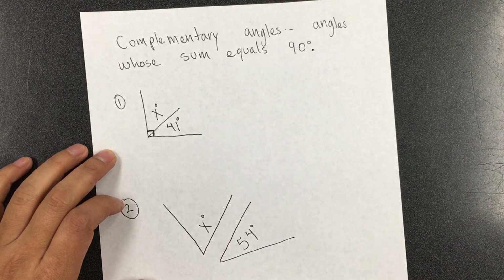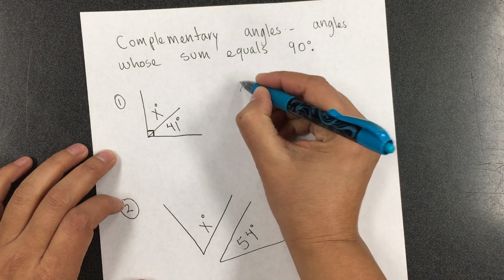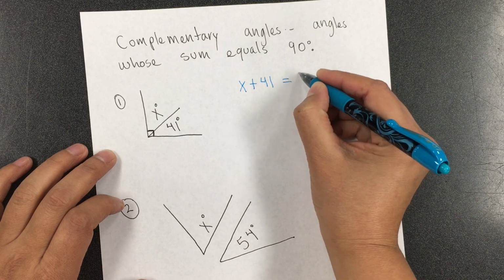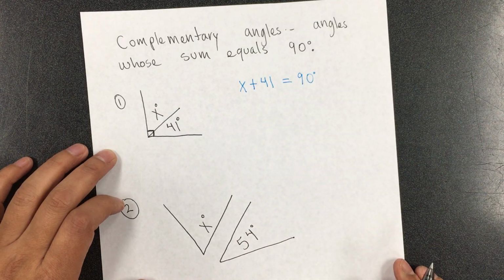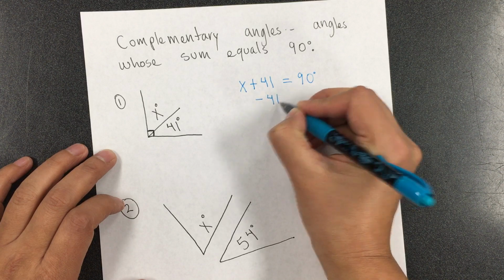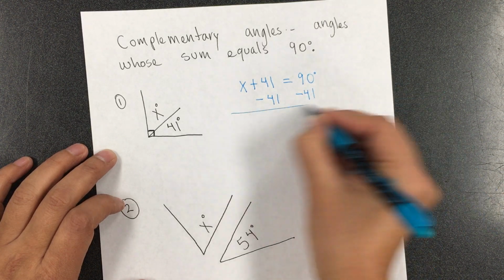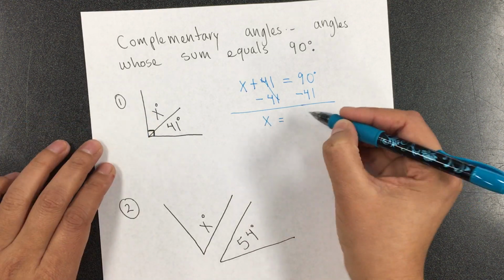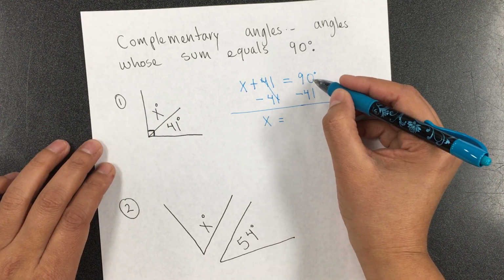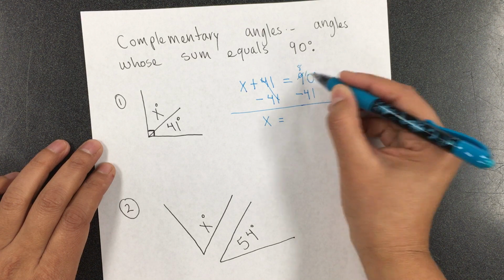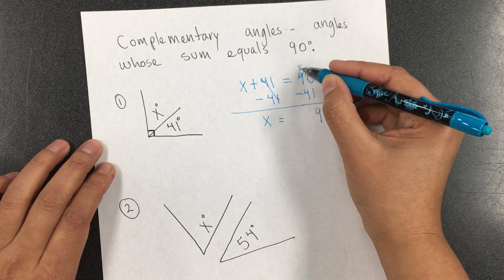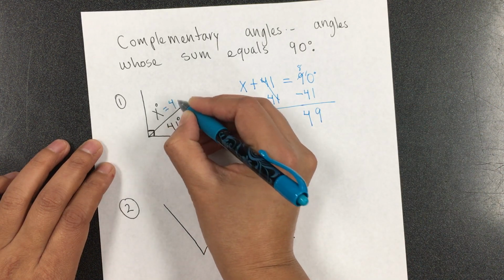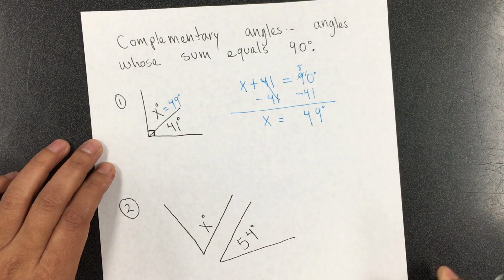So we're going to find, in here, x plus 41 equals 90 degrees. We subtract 41 from both sides. And so the value of x, meaning the measurement of that angle, is equal to, we borrow, 10 minus 1 is 9, 8 minus 4 is 4. So this angle here is 49 degrees, okay?